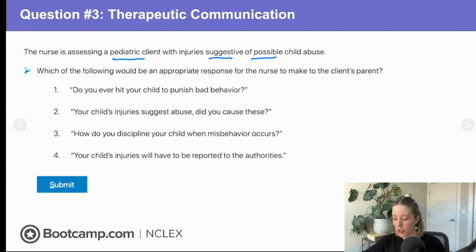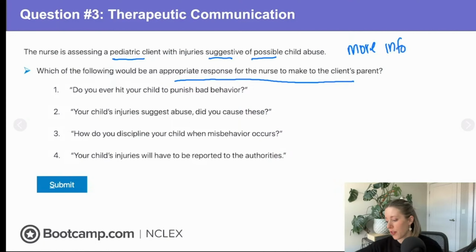And we're being asked which of the following would be an appropriate response for the nurse to make to the parents. Okay, so this is kind of a delicate situation, right? We don't know exactly what's happening, but what do we need to do? If we think maybe something might be going on, but we're not sure, what do you think? We need to get more information, right? We need more info. Okay, so how do we do this? We want to do this in a very delicate way.